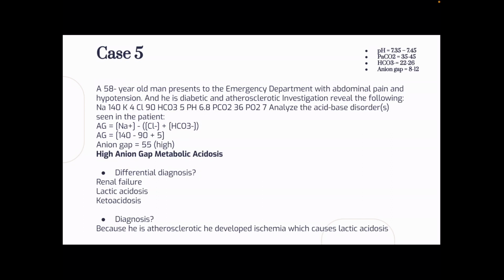CO2 is 36, so it's normal. But this is obviously a metabolic acidosis with a high anion gap. So what are the diseases that cause high anion gap metabolic acidosis? Okay, renal failure, lactic acidosis, and ketoacidosis. And that's definitely right. Because he is atherosclerotic, he developed ischemia, which caused lactic acidosis. And that's why you should memorize the differential diagnosis, because it helps you know the causes.